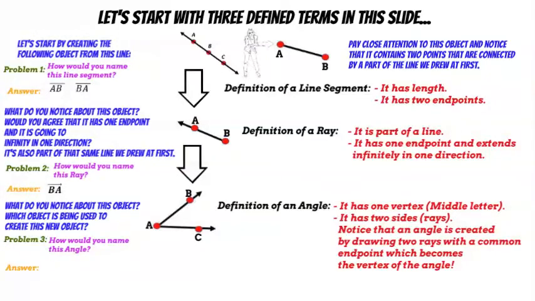This angle, we can name it in 3 ways. One is angle A by the vertex letter. Two, we can name it angle BAC. And 3, we can name it angle CAB. Let's continue now.